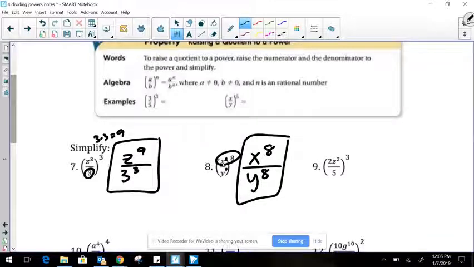Okay, now this is where it gets a little more interesting. Number 9, we have this cubed power, and we have to cube everything. So the first thing we're doing is this 2. So 2 to the third. Then I have my z squared. So I'm doing 2 times 3. So I have z to the 6th. Okay, and then over, we have 5 to the third.